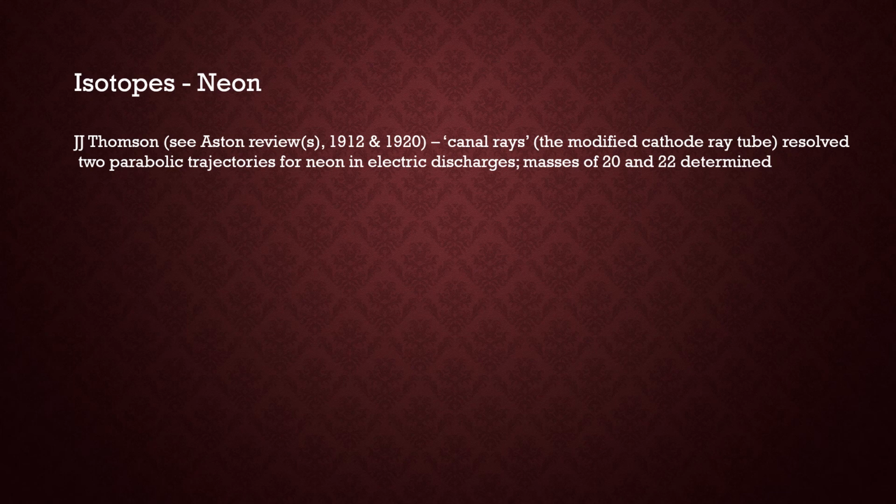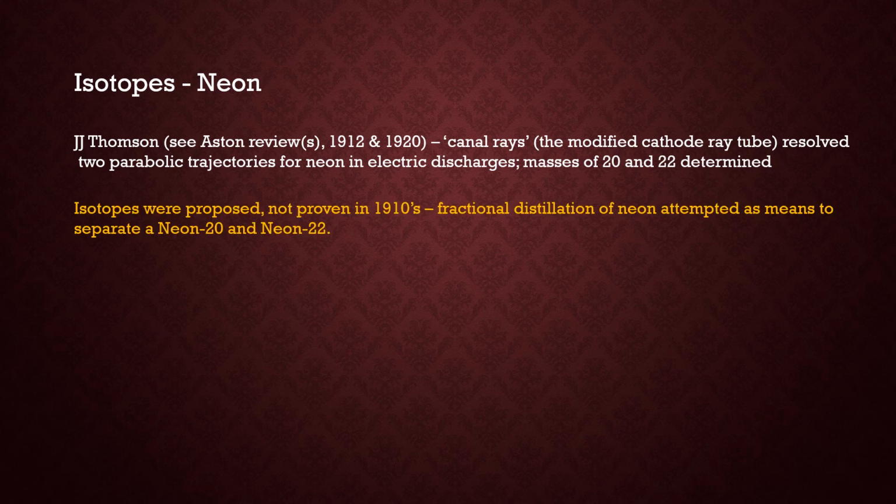One of the more prominent ones, the ones easiest to see, was neon. There seemed to be 2 spots in J.J. Thomson's experiments. So Aston was trying to improve upon this. There was really no definitive proof of isotopes until around 1910. And the way they were trying to prove the existence of the isotopes was via classic fractional distillation.